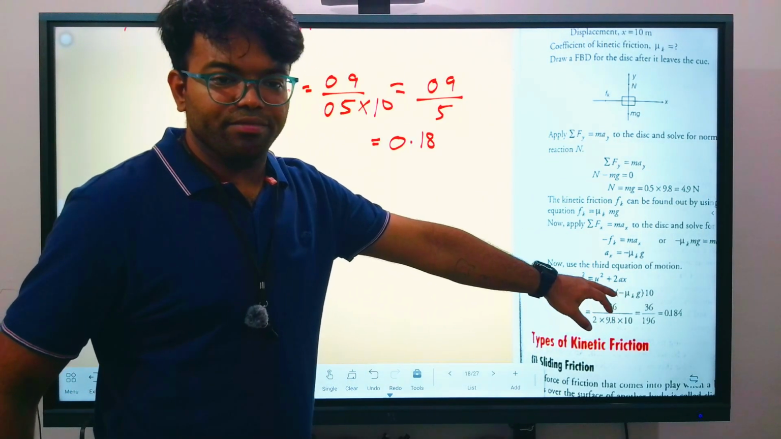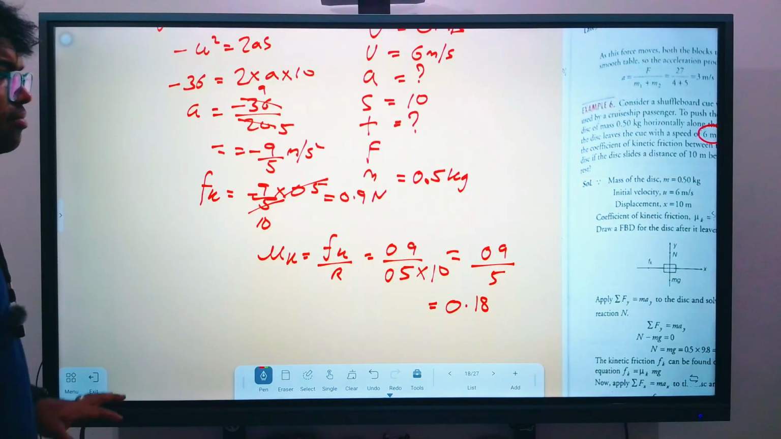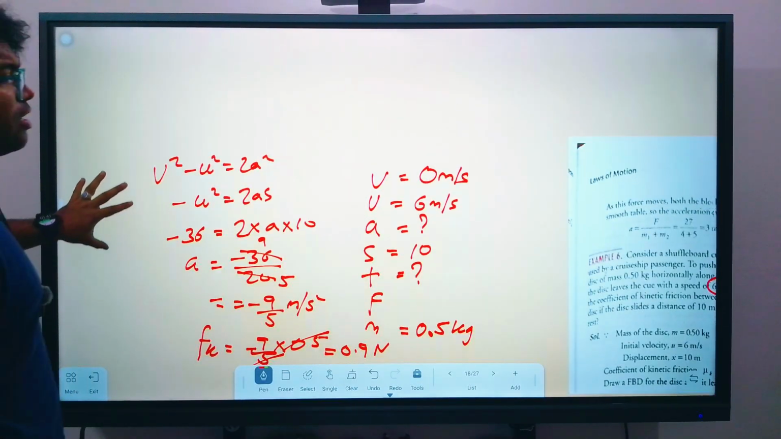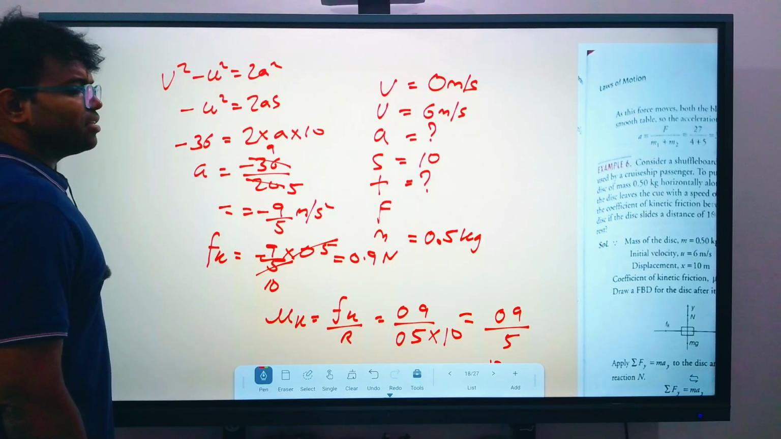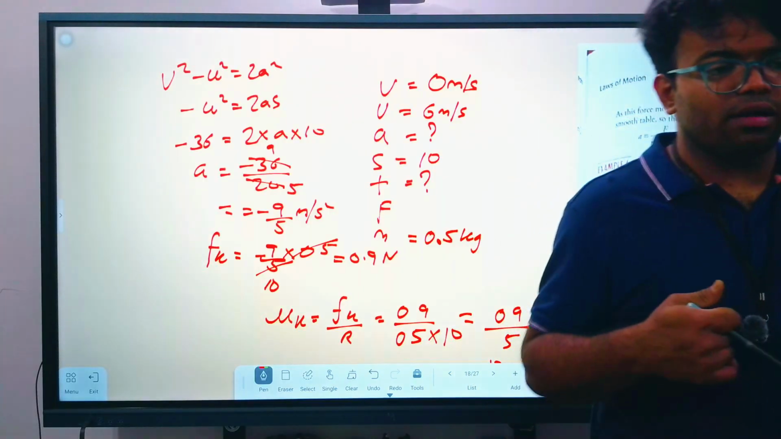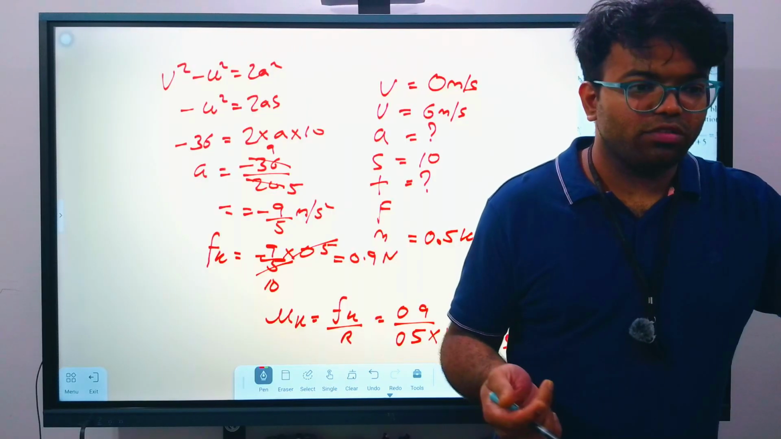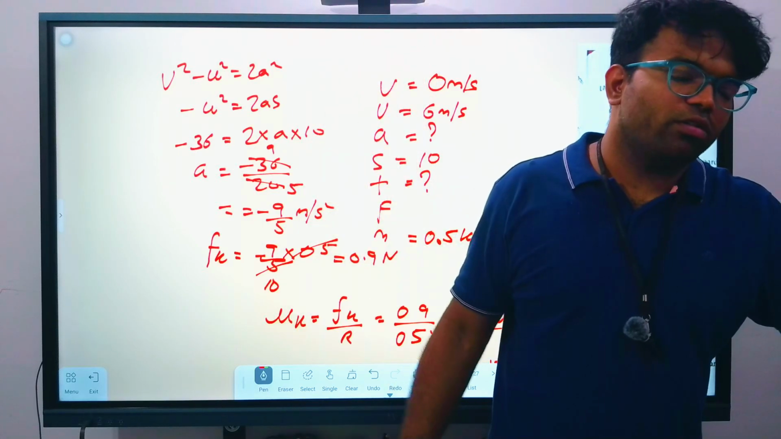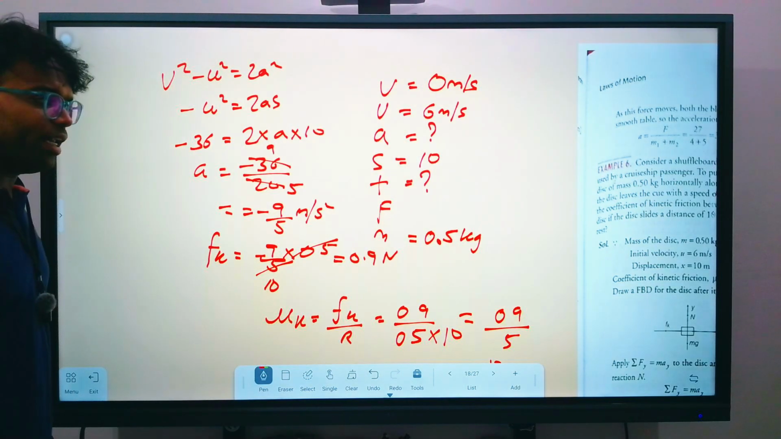0.18. Clear? It is coming out to be 0.18. Did you understand what I did? I first calculated the value of acceleration. Then I said that the force required to bring the puck to rest is equal to the frictional force. I used the formula, solved the whole thing, and found the frictional force as 0.9 newtons.